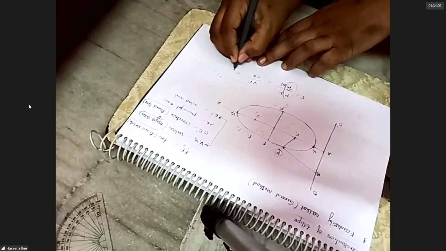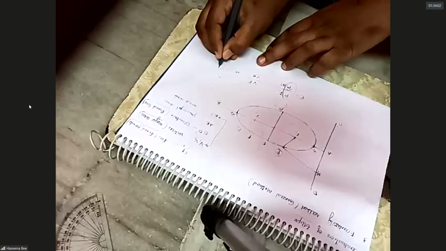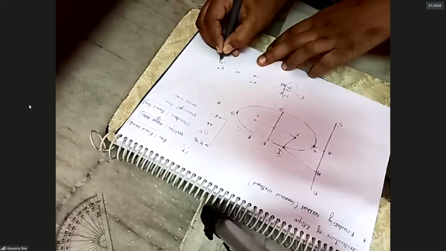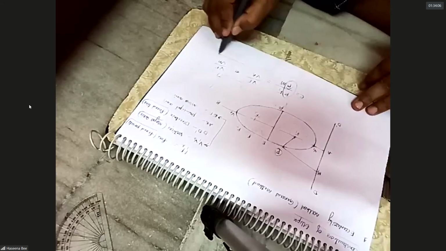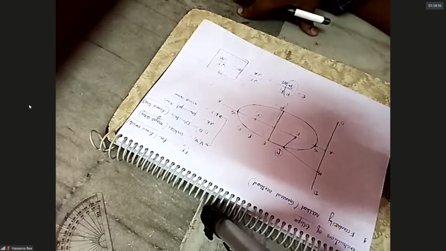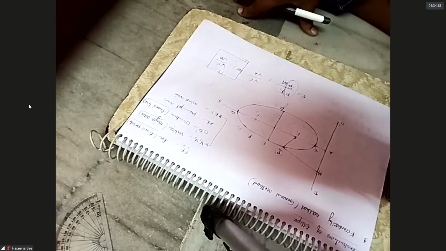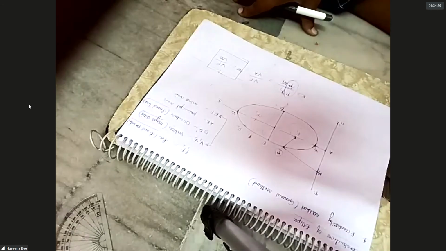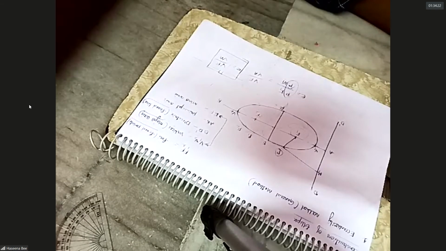What is the formula? Vertex to focus by vertex to directrix. This is the formula. Is it clear how we are getting this now? Is it clear for everyone? Yes, ma'am. Is it clear for everyone? Any doubts here? Any doubts?